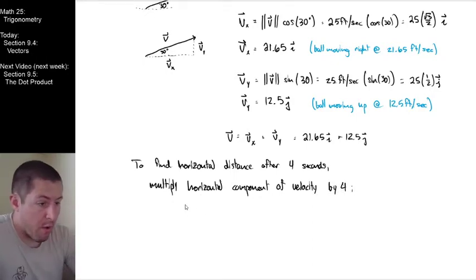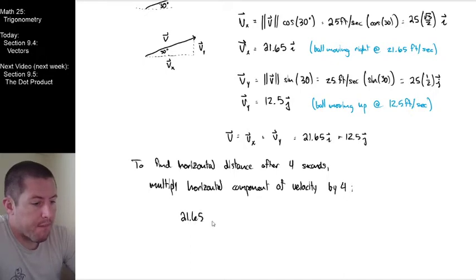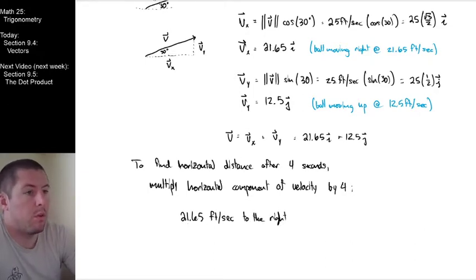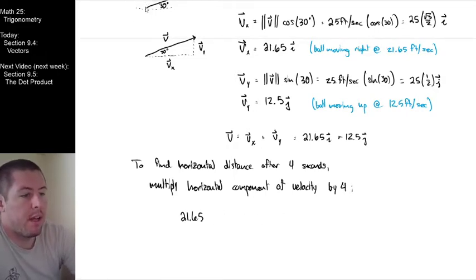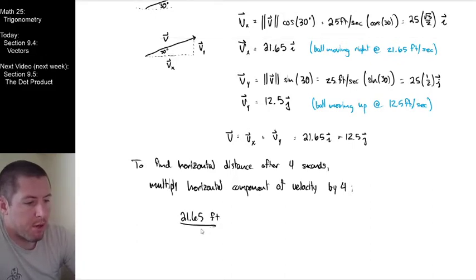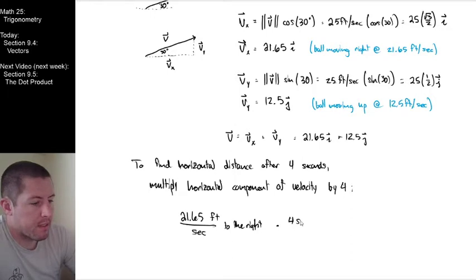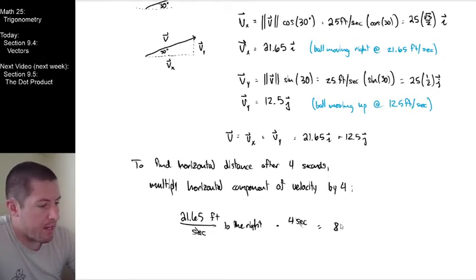So it seems like we should be going 21.65 feet per second to the right. Ooh, and I'm going to write this ever so slightly differently. I'm trying to do some unit math here. This is 21.65 feet per second to the right times 4 seconds. Seconds and seconds are going to cancel. And that's going to leave us with, rounding a little bit right here, 86.6 feet to the right.